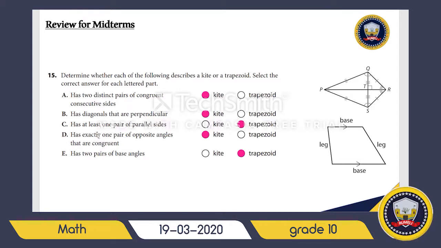D. It has exactly one pair of opposite angles that are congruent. This is the property for the kite, not for the trapezoid. These opposite angles are not congruent. Finally, it has two pairs of base angles. That's obvious. I have the bases for the trapezoid, not for the kite. So it has two pairs of base angles. This is one pair of base angles, and this is one pair of base angles.